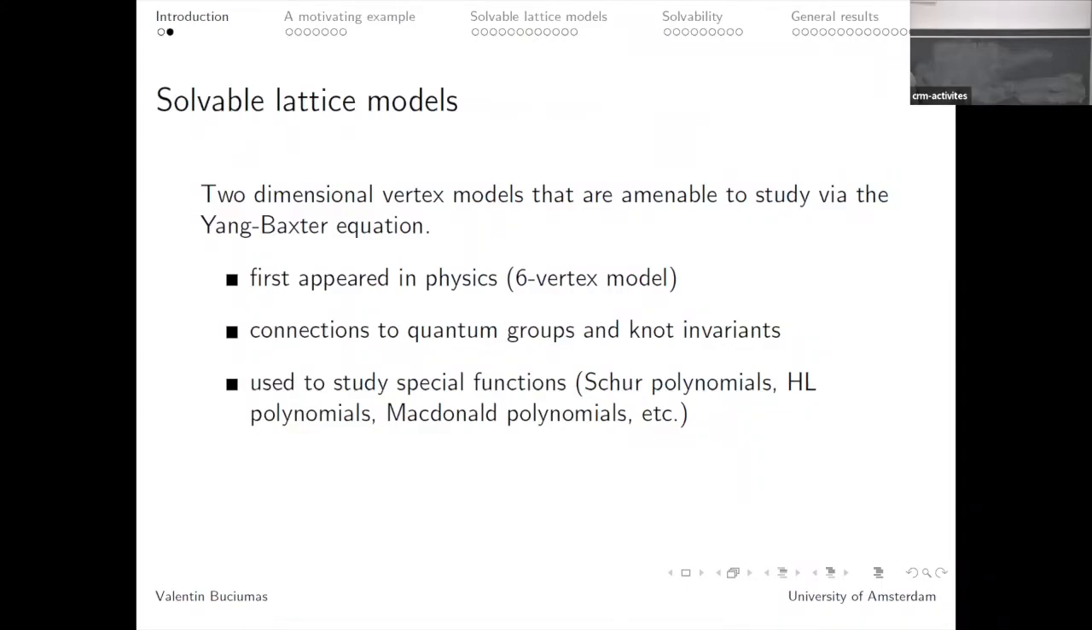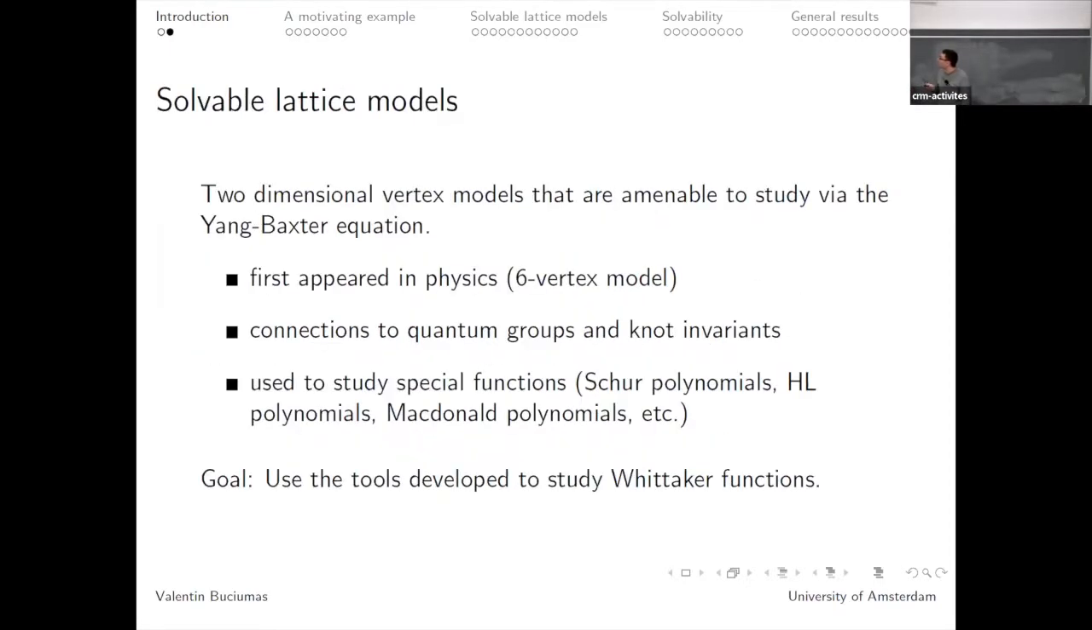These quantum groups were then used, for example, to build knot invariants, using the work of Reshetikhin and Turaev. But before that, Jones could actually express certain knot invariants, the Jones polynomial, by a partition function of a lattice model. Nowadays, many of these solvable or integrable lattice models are used to study special functions like Hall-Littlewood polynomials, Macdonald polynomials, or Jack polynomials.